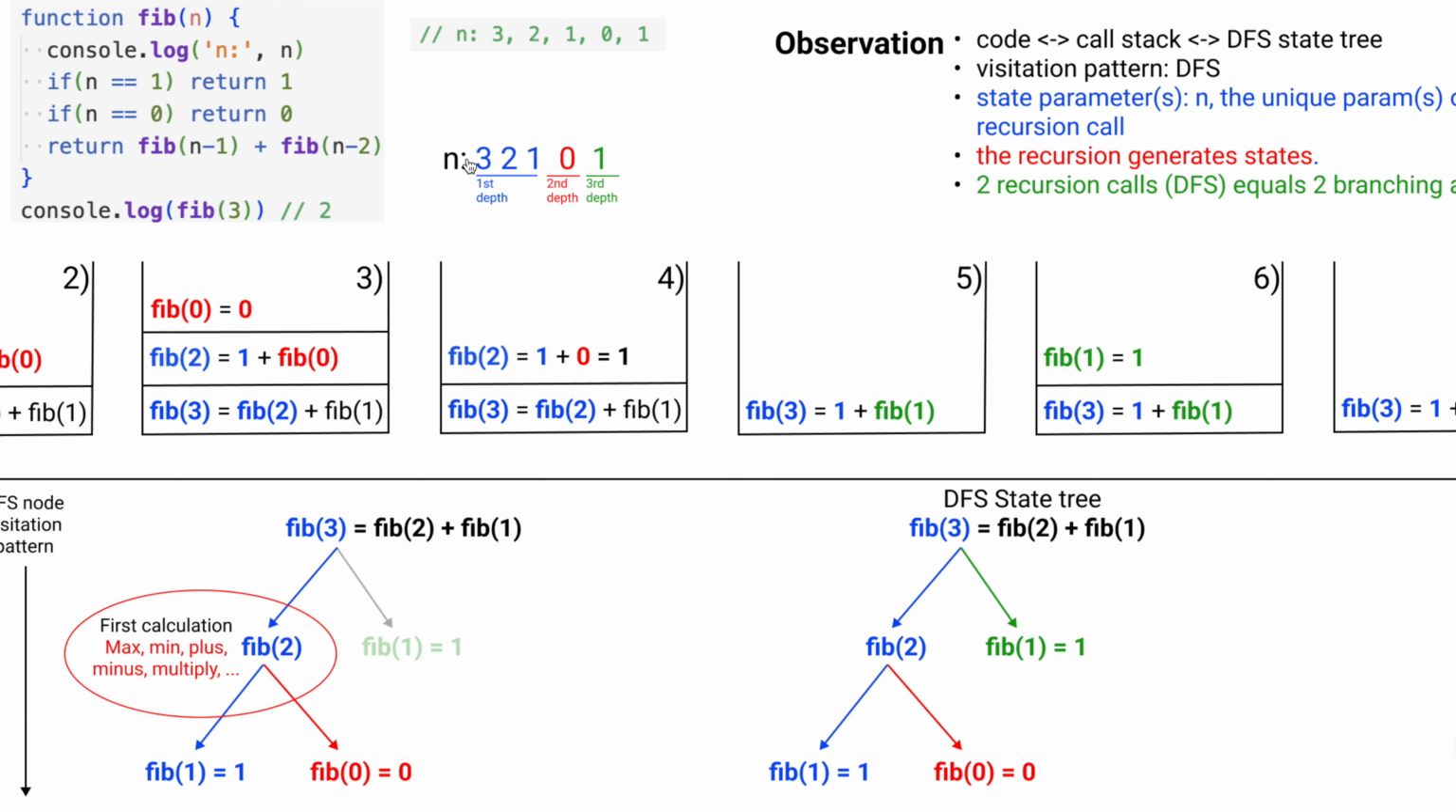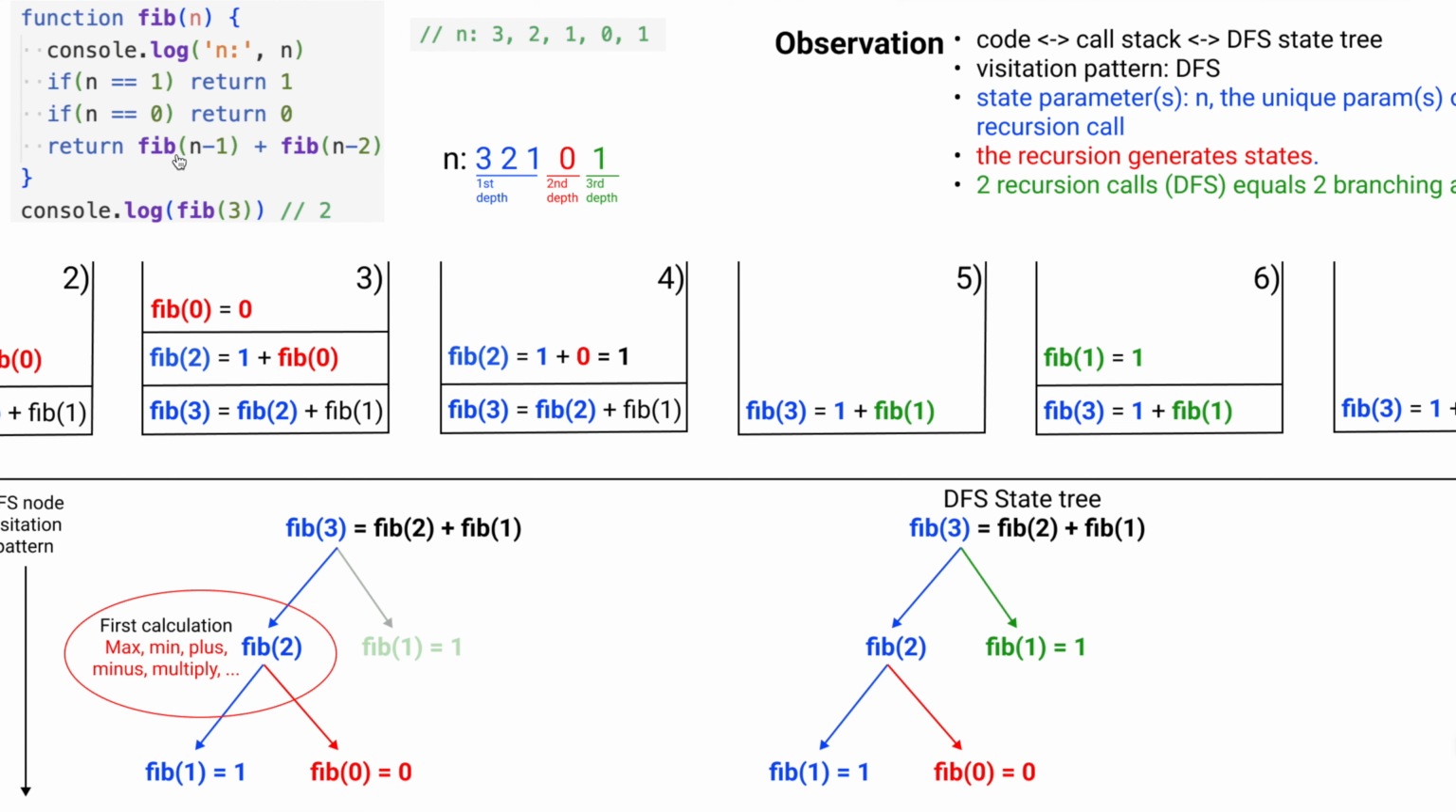What's the order of the state printout? So again, our observations are there's a strong relationship between the code, the call stack, and the state tree, and of course, the parameter that we print out. The state parameter is the number that we're interested in because this number is going to help us to calculate the final result that we want.